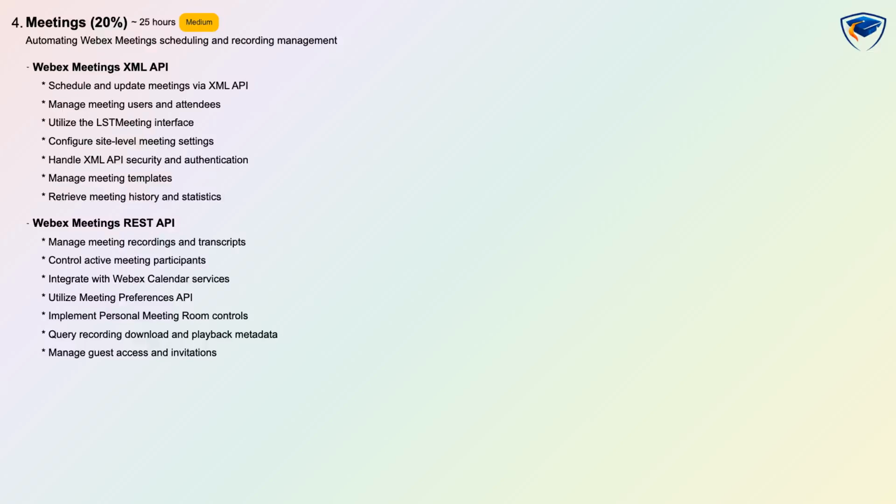With the Webex Meetings XML API, you will schedule and update meetings, manage users and attendees, use the LSTMeeting interface, adjust site-level settings, understand XML API security and authentication, manage meeting templates, and retrieve meeting history and statistics.